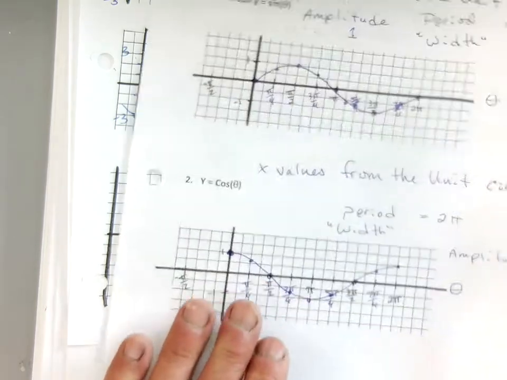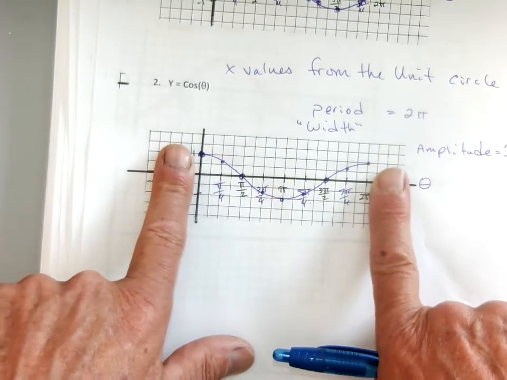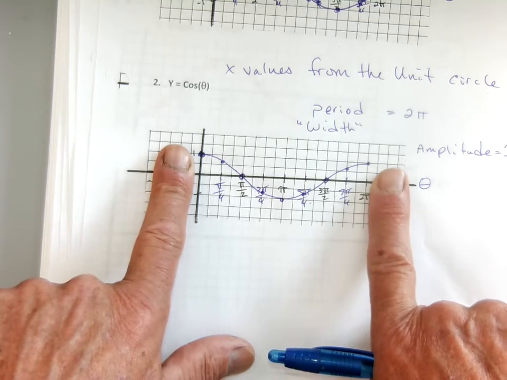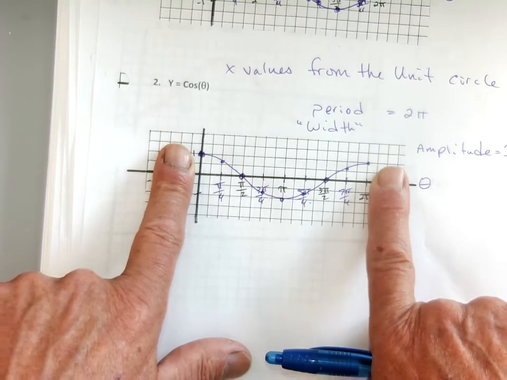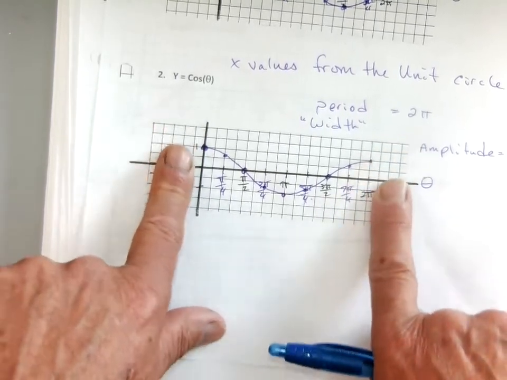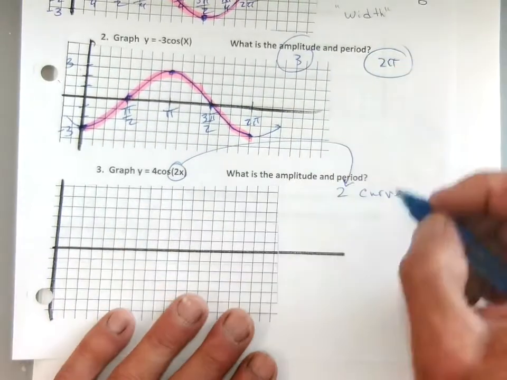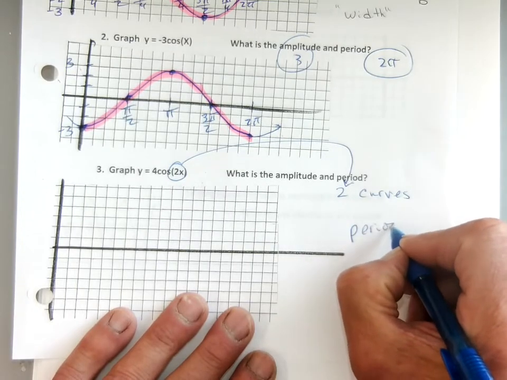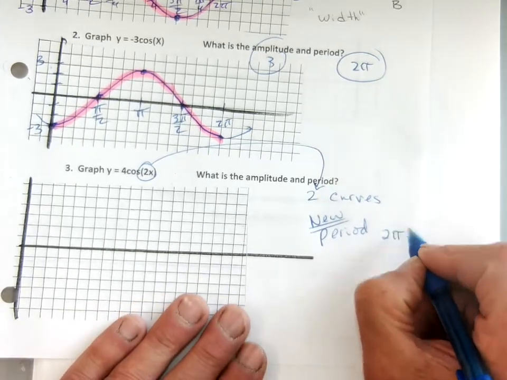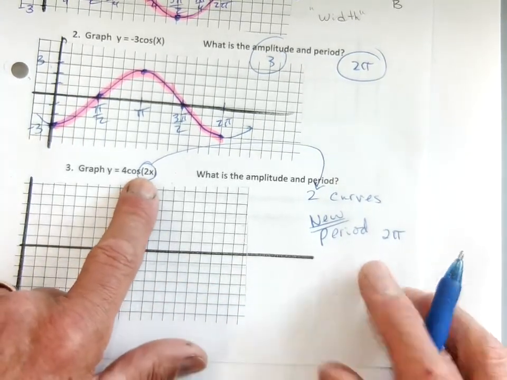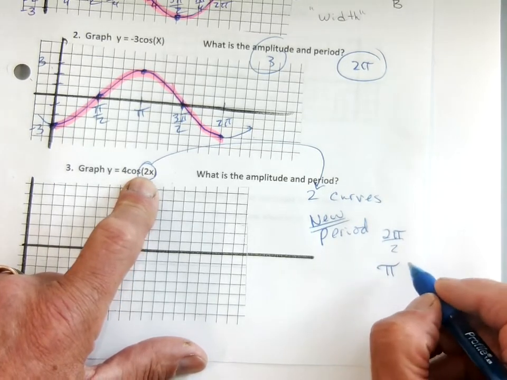So I'm going to take this cosine curve here, which is from 0 to 2 pi, and I need to fit 2 curves in here. To fit 2 curves in here, I'm going to have to make it half as wide. So the new period is 2 pi divided by the frequency. That means my new curve would have a period of pi.